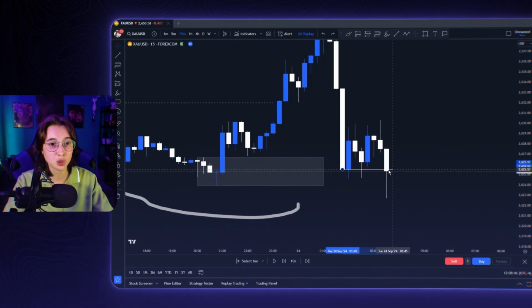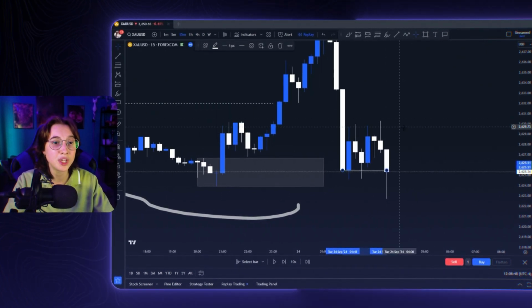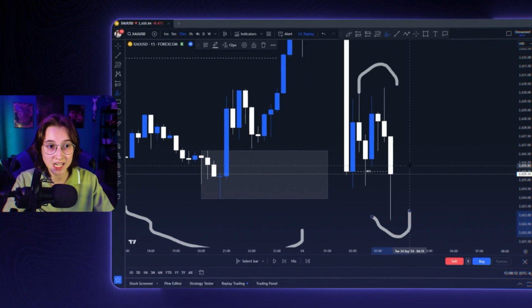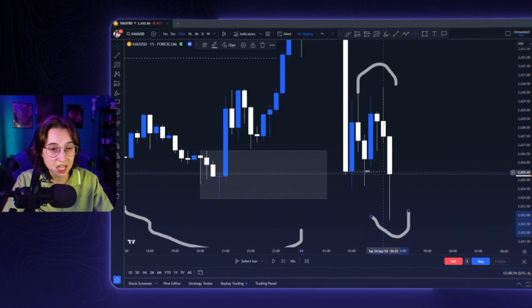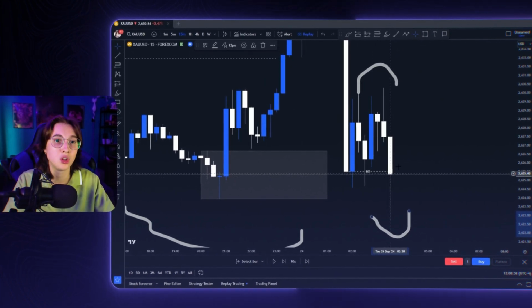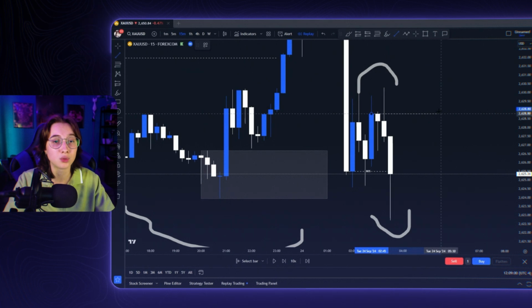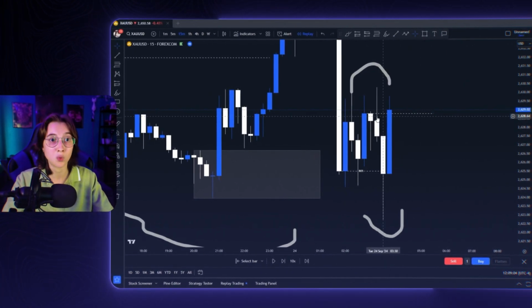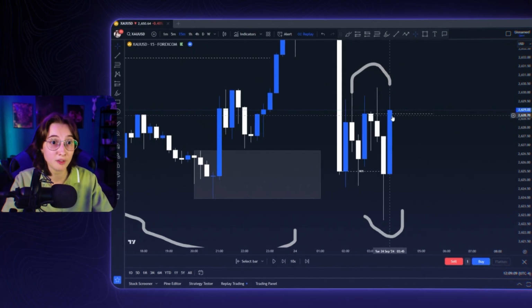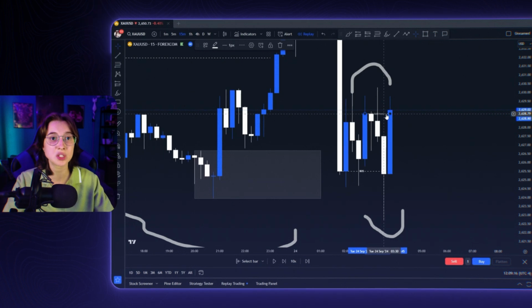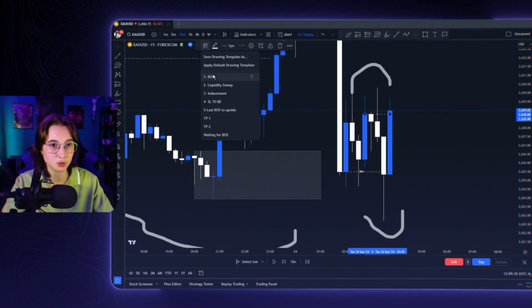Bam, we broke structure to the downside right here with a body closure, indicating that now this is our new range. As we broke structure to the downside, this is the new high after the break of structure, and this is the new low. So now this right here would be the high to break according to my rules, and bam, we already got a break of structure above the previous high. This body closure closed above the previous high, so this is as well a break of structure.